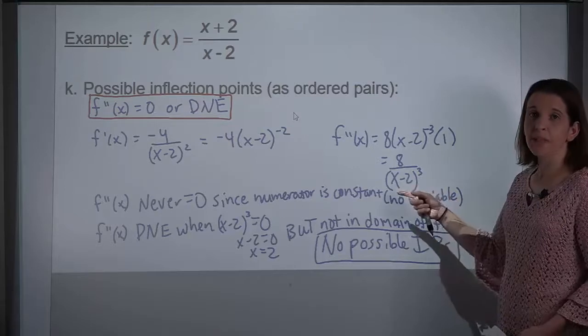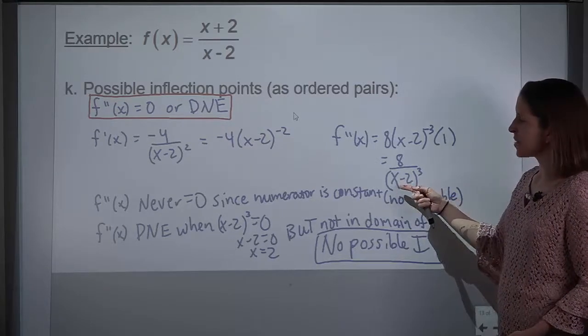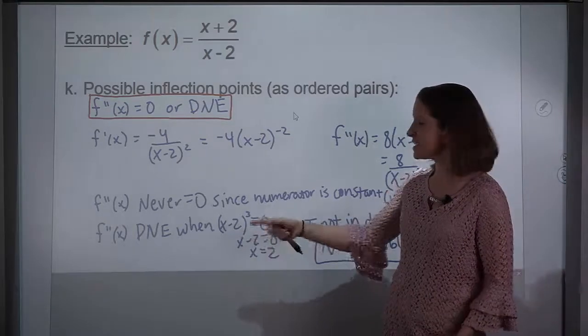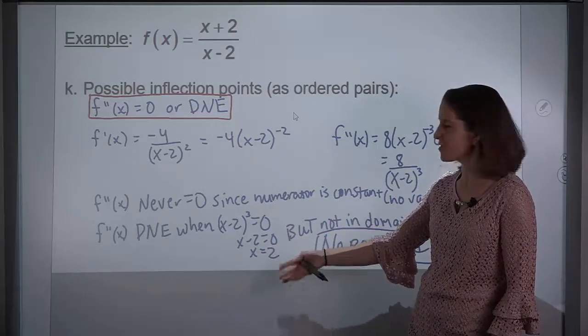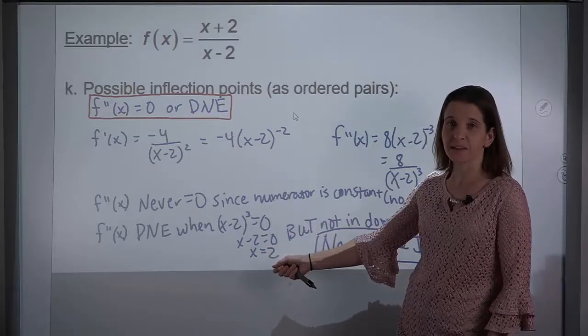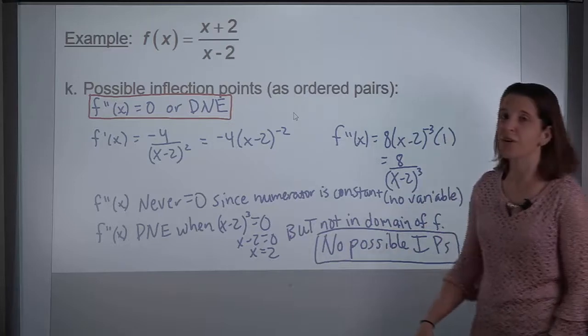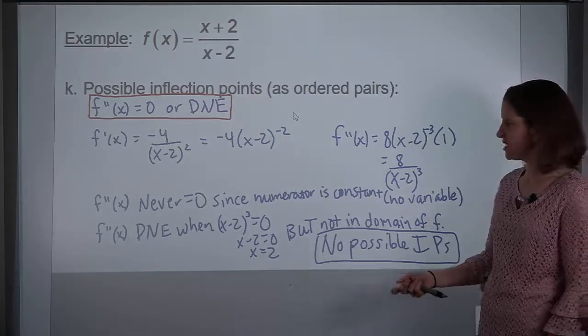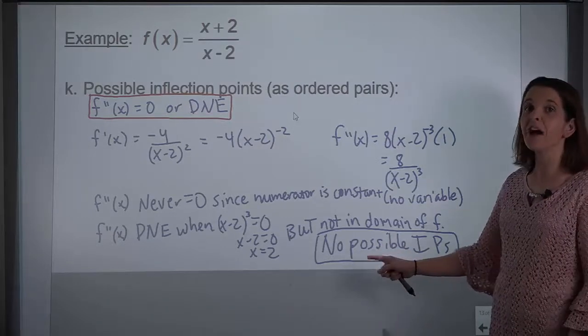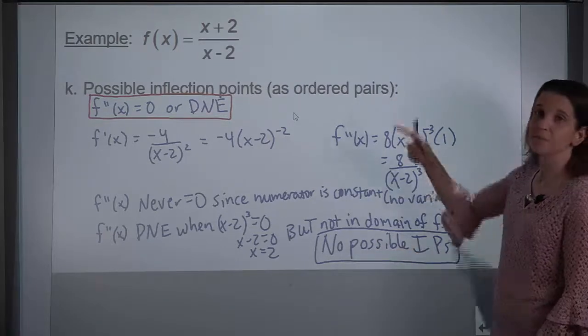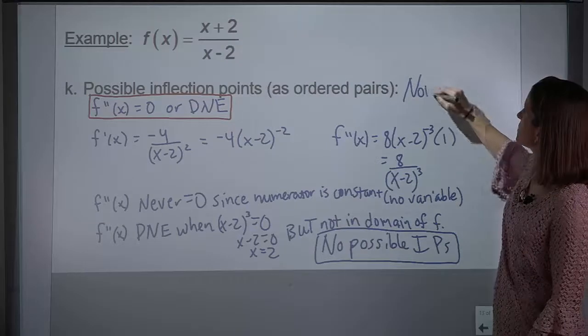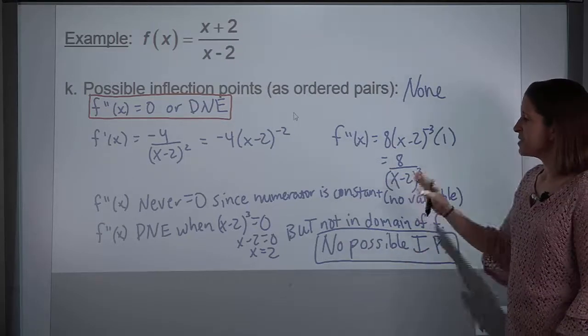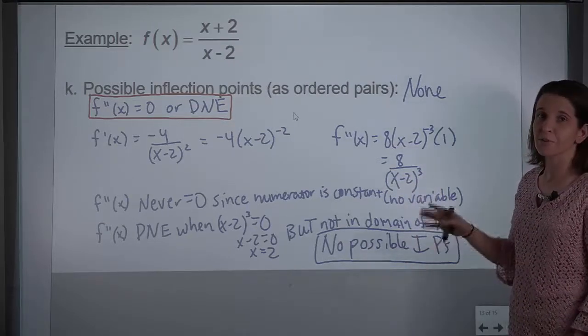Then I'm seeing when the bottom is equal to 0. Well, if I set the bottom equal to 0, I would cube root both sides, and I am back to x minus 2 equals 0, which we've done before and gives me x equals 2. However, I cannot call it an inflection point of the function if it's not even in the domain of the function. And so this is another none, all right? So up here, possible inflection points, I would write none because I am going to have a vertical asymptote but no inflection points.